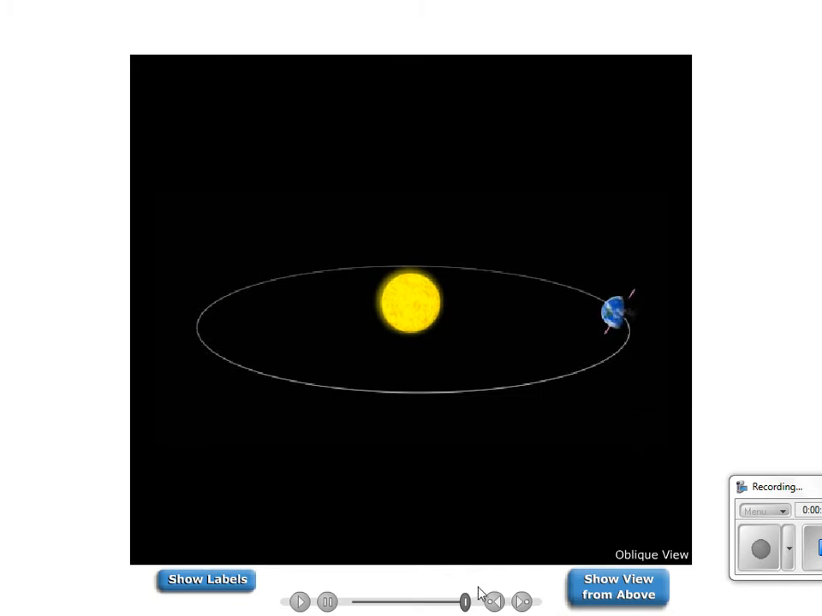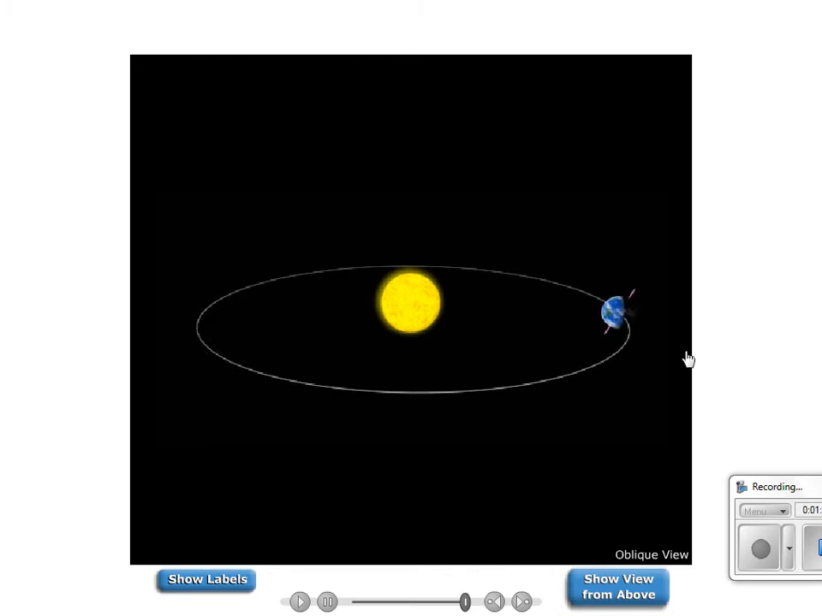So this animation does a nice job of showing the difference between those two motions. Notice the Earth is spinning around like a top. That is rotation, while it's moving around or revolving around the sun. So they are two very different motions. Although some people use those words interchangeably, they are very different. Rotation is spinning around on its axis. Revolution is moving around the sun.